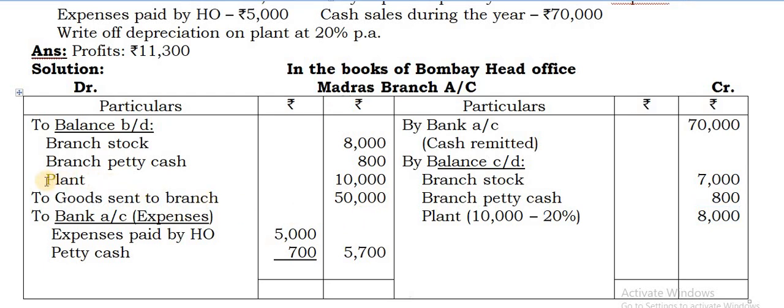But we don't do it that way, because in branch accounts we take depreciation only indirectly. Opening values are taken on the debit side, and closing values are taken on the credit side. Ultimately, you are recording the amount of depreciation or appreciation, whatever it is.